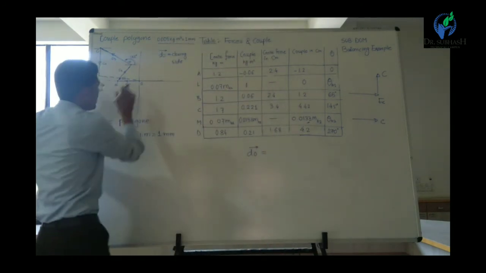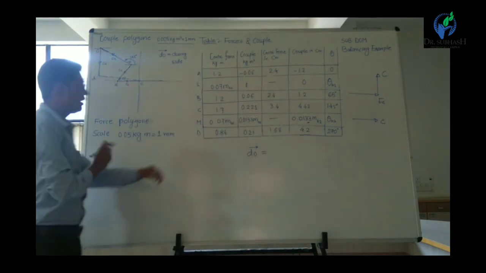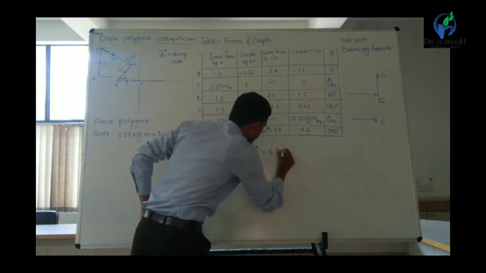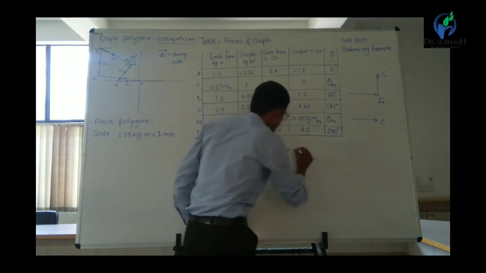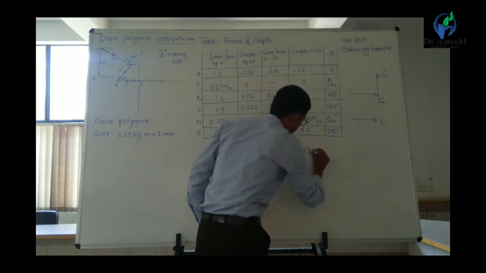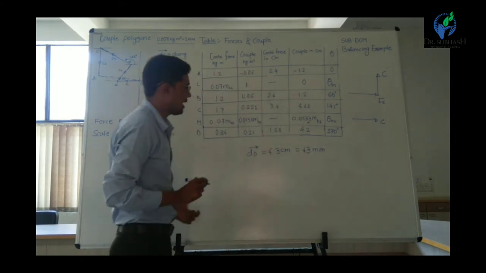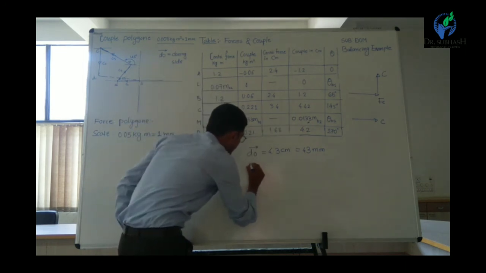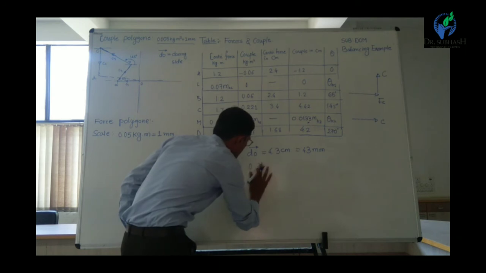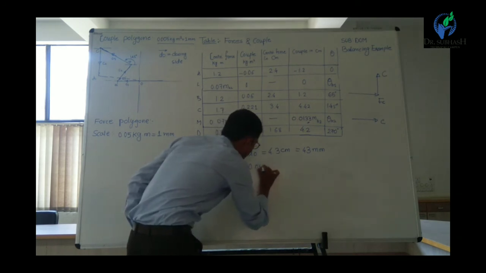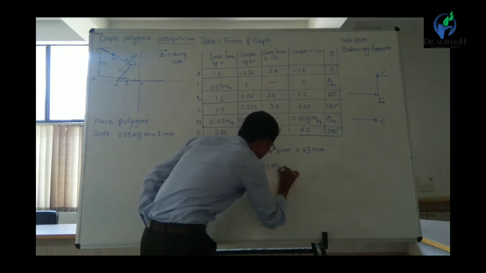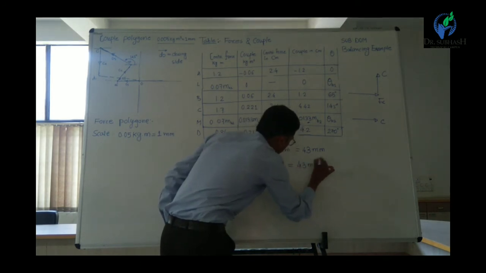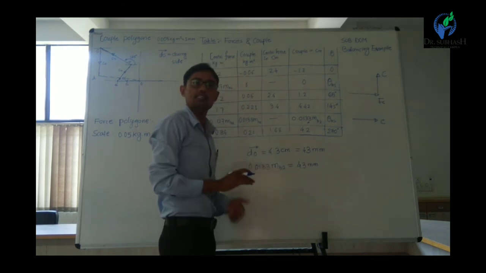If we measure the DO line, then we get 4.3 centimeter. That means 43 mm. Now this 43 mm line will represent this quantity. So we can rewrite it: 0.0133 MB2 is equal to 43 mm.